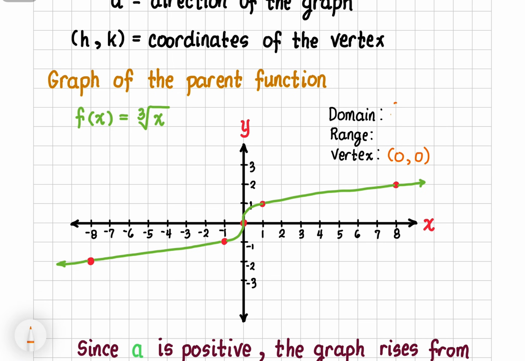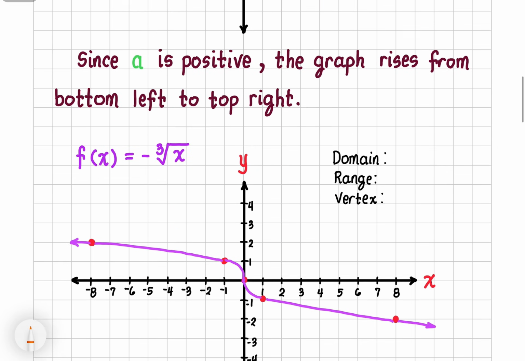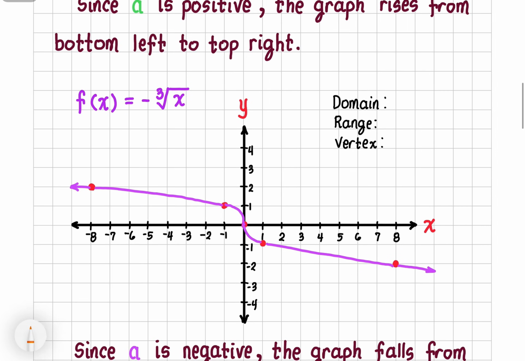So, therefore, ang ating domain is x is an element of all real numbers. So, it could be positive or negative. So, ganun din sa ating range or yung y values. Y is an element of all real numbers. Naintindihan? Okay. So, ganun din dito sa kabila.